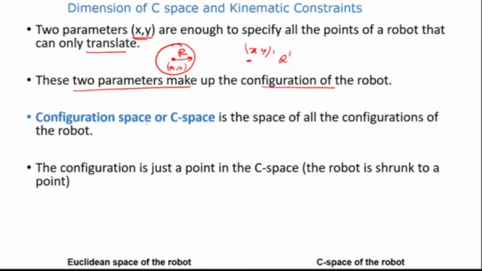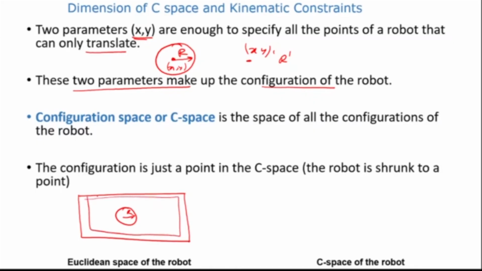So configuration space, or C space, is the space of all configurations of the robot, and a configuration is just a point in the C space. The robot is shrunk to a point. This is something we have done a few classes back. The robot has a radius r, so what we basically do is shrink the robot. The work area gets shrunk by r, so it becomes smaller, and the robot becomes a point. That is what we did a couple of classes earlier. Then I do the planning for the point robot.